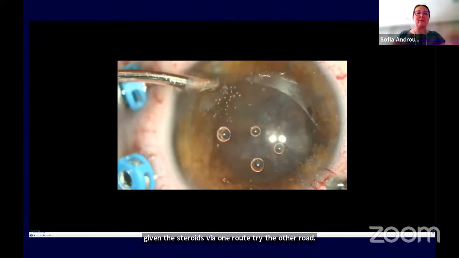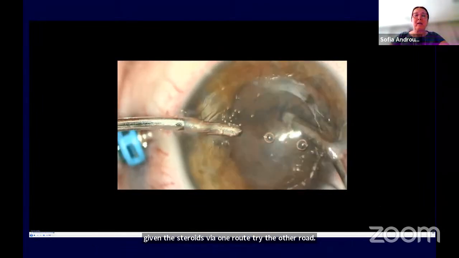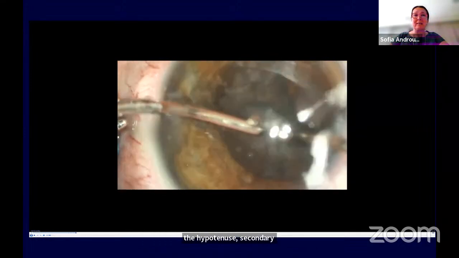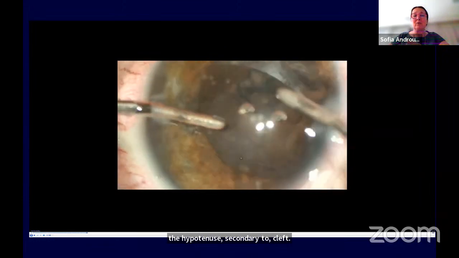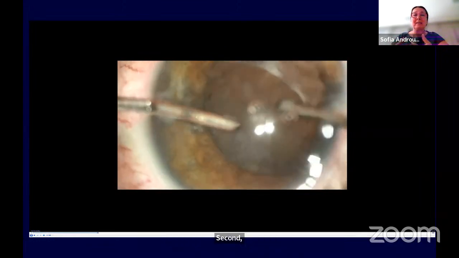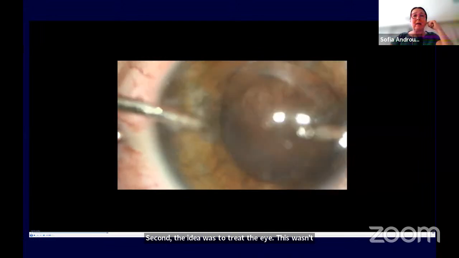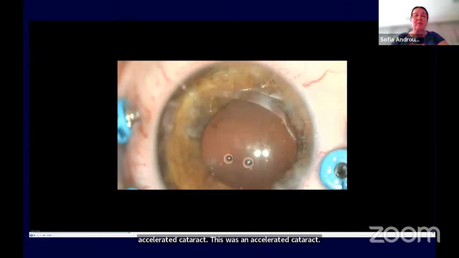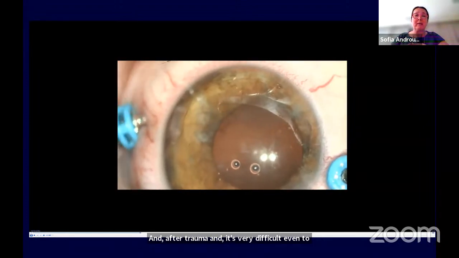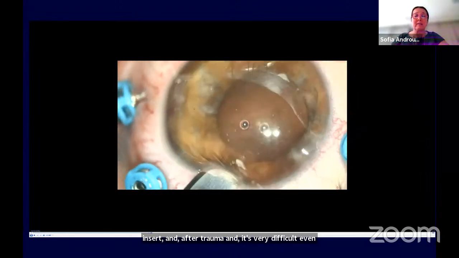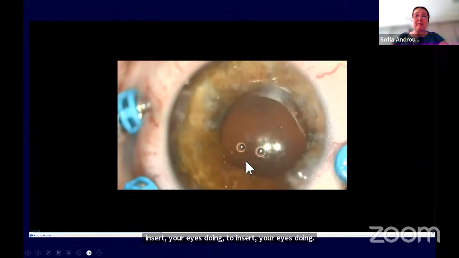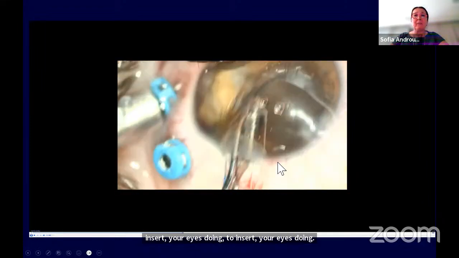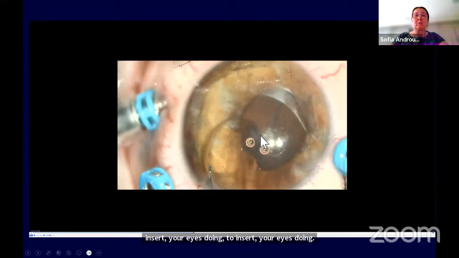So this is a case of severe hypotony secondary to a cyclodialysis cleft. The idea was to treat the eye. This was an accelerated cataract after trauma, and it's very difficult even to insert your instruments to do a corneal wound, and the idea was to treat the cataract and inject silicone oil. You can see it's not even easy to put your instruments in to do a corneal wound.